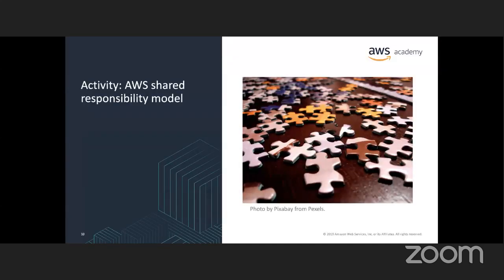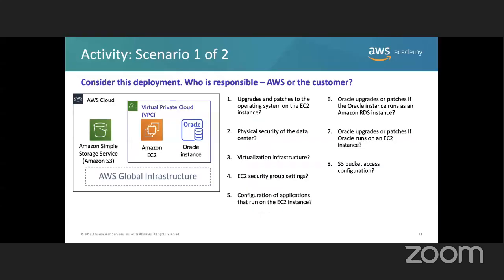Okay. So, the AWS Shared Responsibility model. Let's consider this deployment. Who is responsible, AWS or the customer? Okay, so we have the AWS Cloud. We have Amazon Simple Storage Service, S3. We have the AWS Global Infrastructure. We have the virtual private cloud, or VPC. Inside the virtual private cloud, we have an Amazon EC2 instance and an Oracle database.